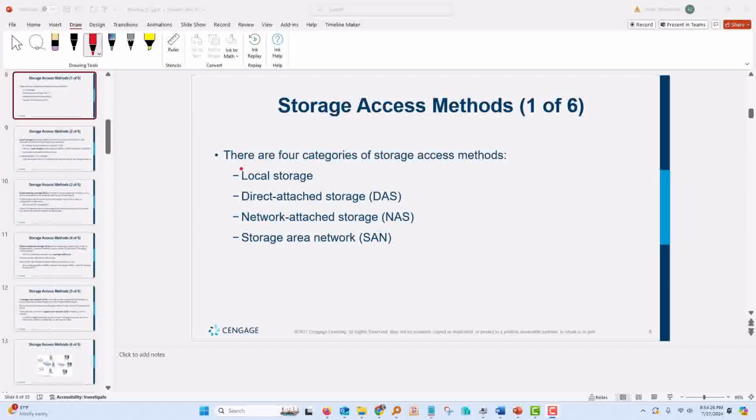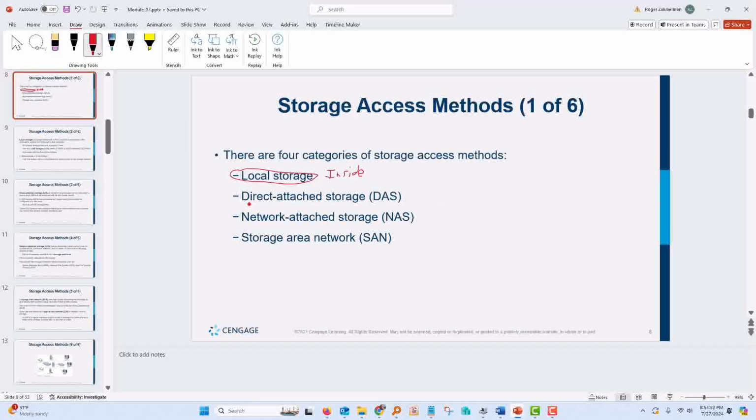Now, local storage is typically inside the machine. This would be your SSD, your RAM, your hard drive, and so on. That would be local storage. And the primary characteristic is that it is inside the machine. Next would be direct attached storage.